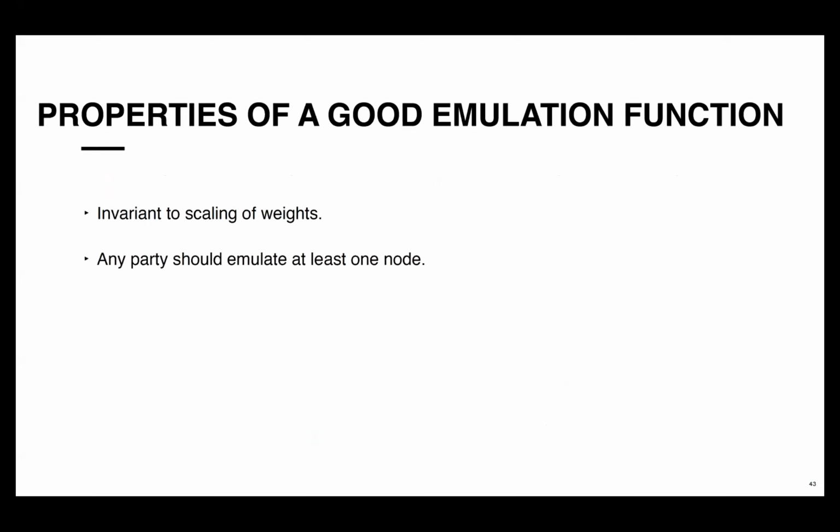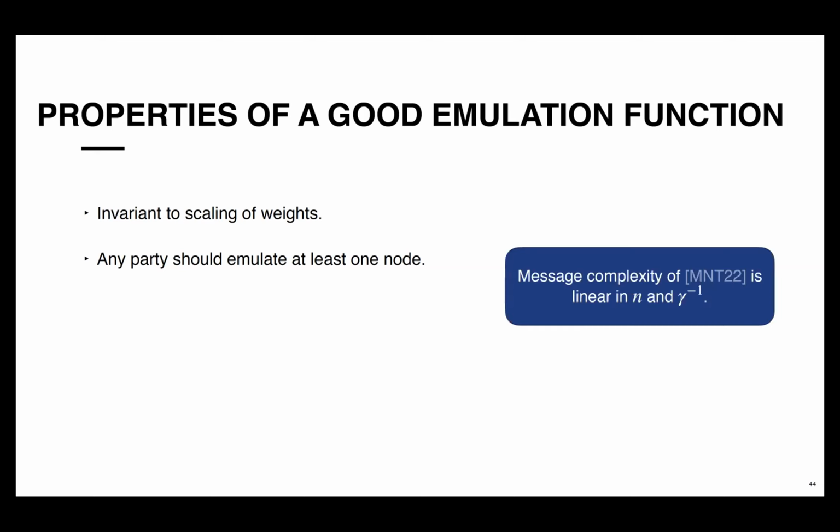Okay, so let's think about what property we would like from such an emulation function if it should induce a practical protocol. As we established before, the emulation function should be invariant to scaling of weights. We want all parties to emulate at least one node, because we want each party to inherit the delivery guarantees from the original protocol.